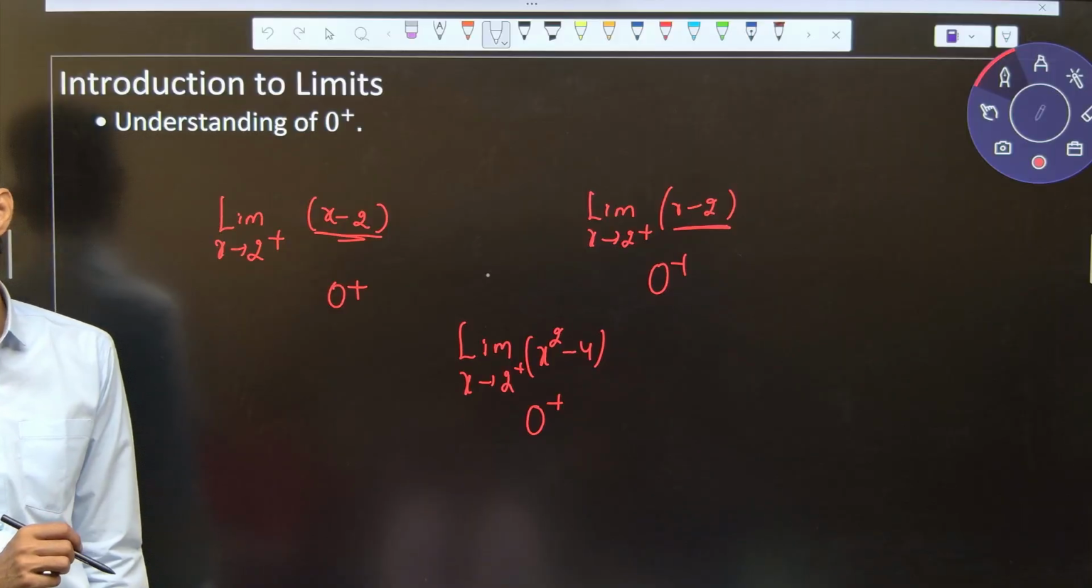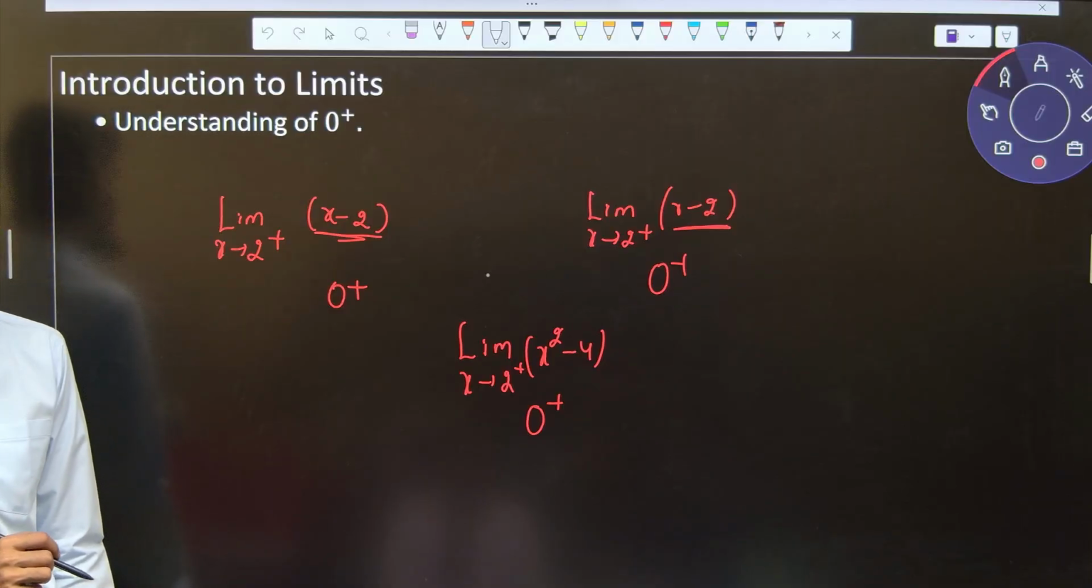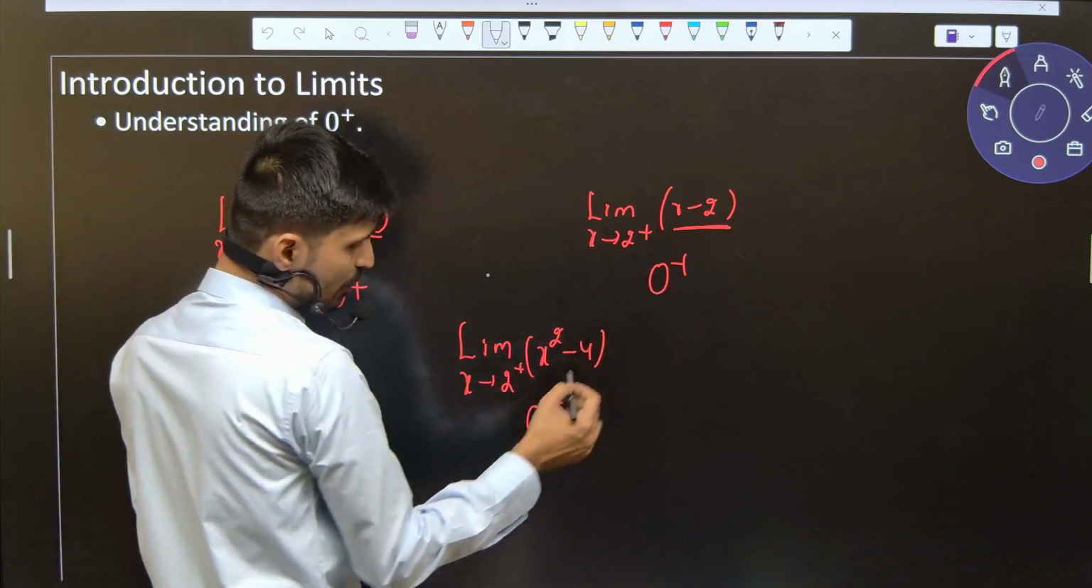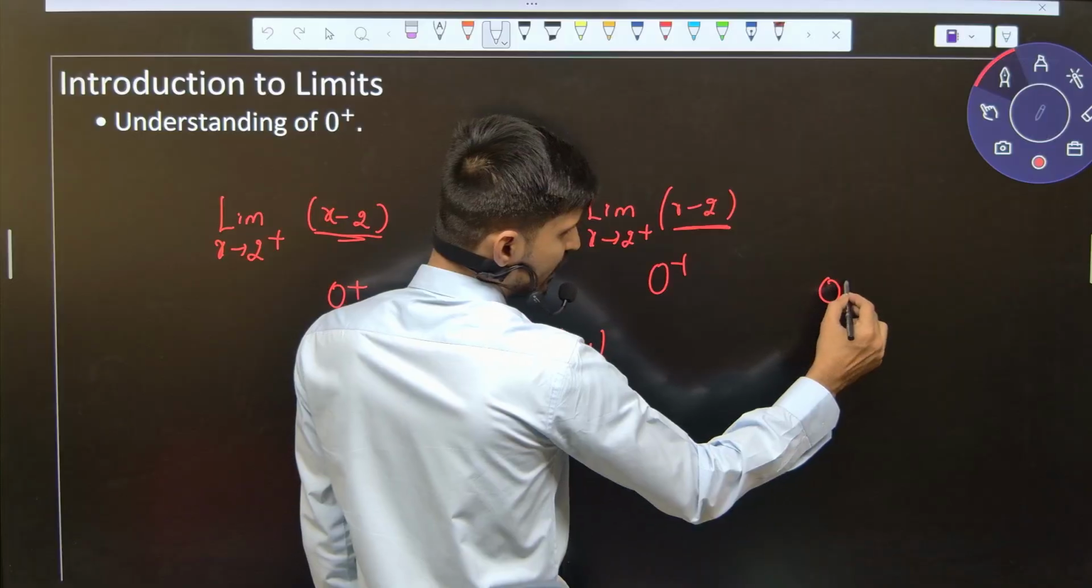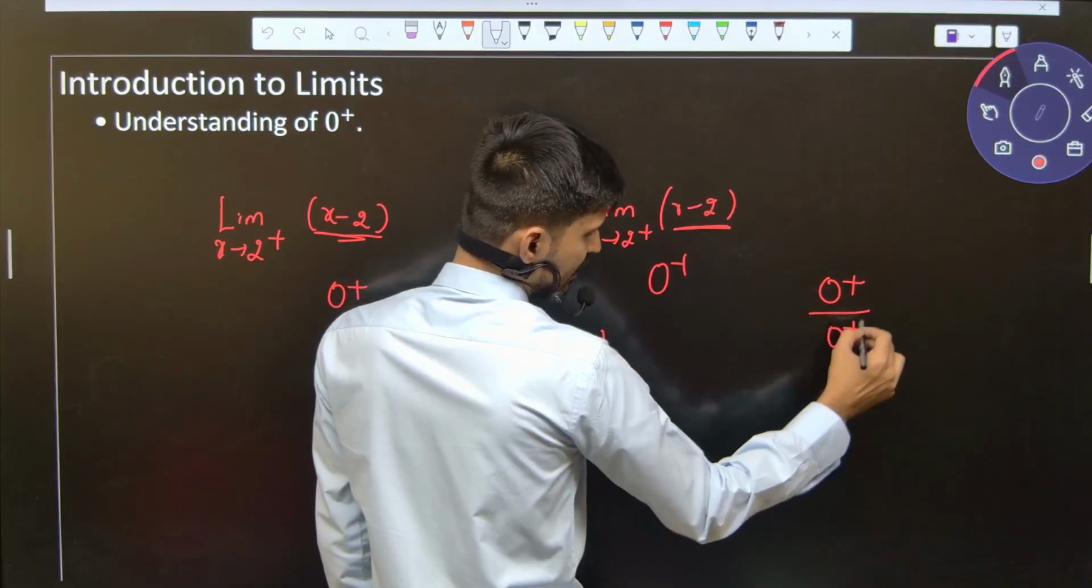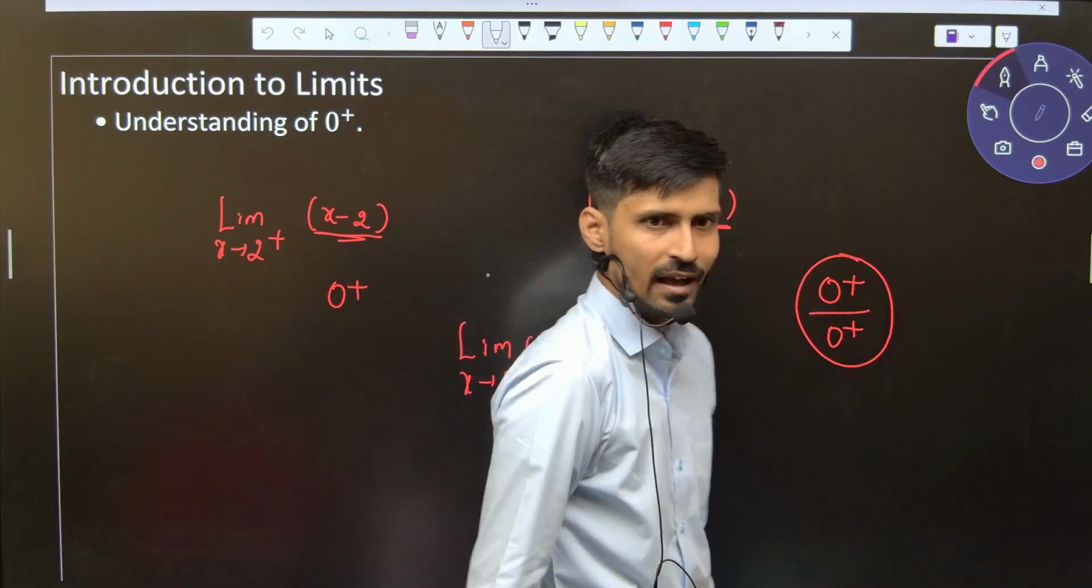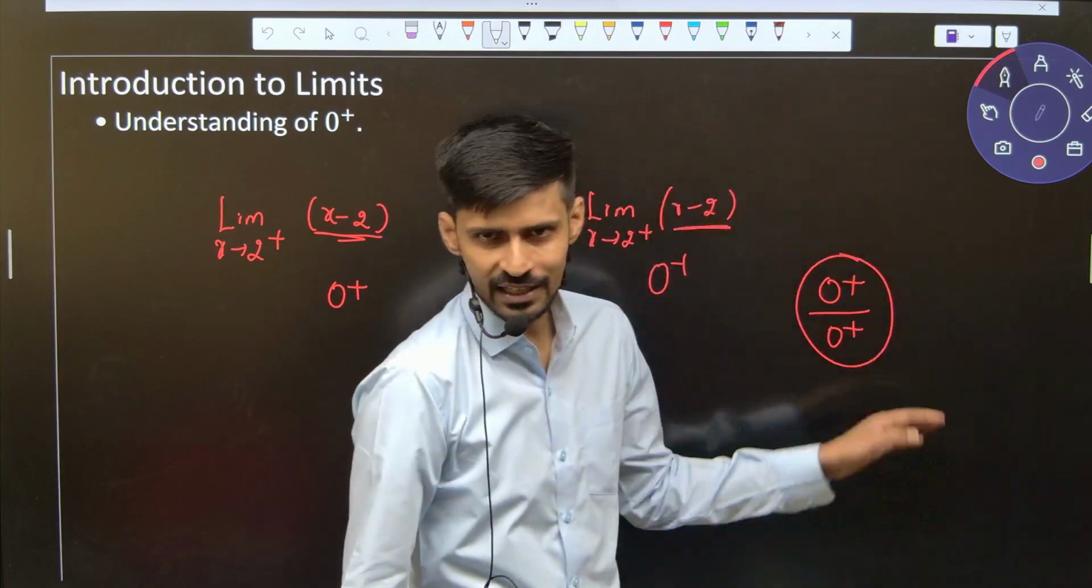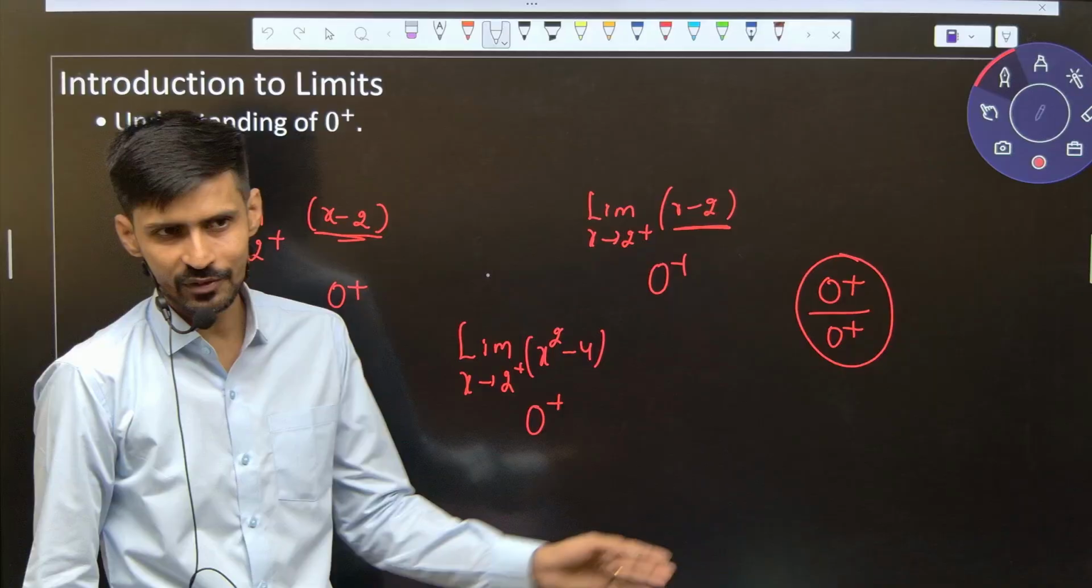Now, suppose I am asking you to divide both 0 plus and tell me what we'll get. Let's divide. If I divide this 0 plus with this 0 plus, what do you think we'll get? No, we cannot cancel that because both 0 plus are different. We cannot cancel that.